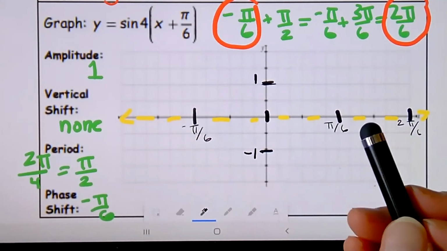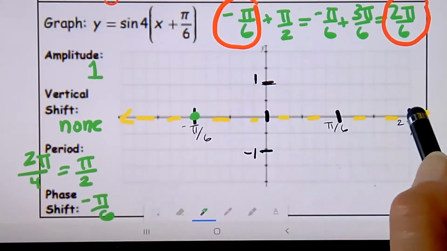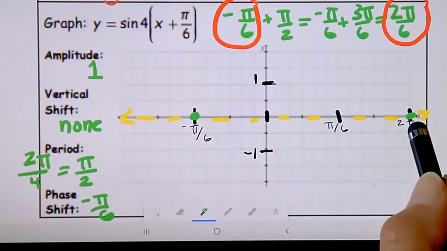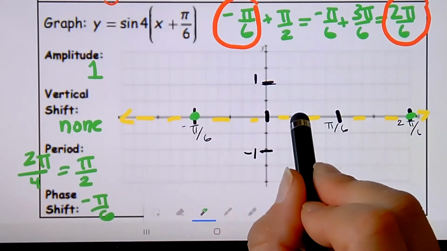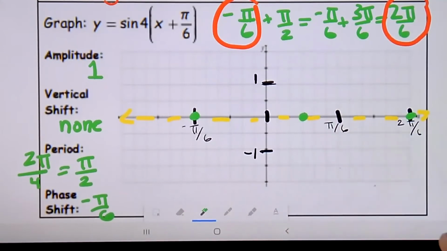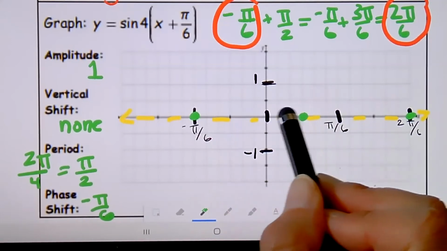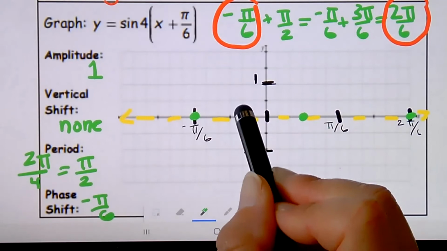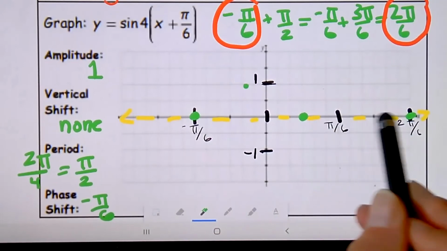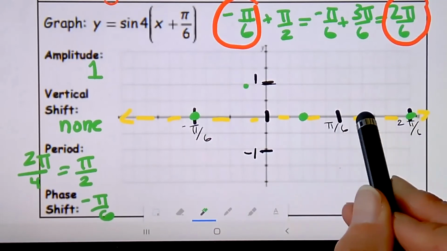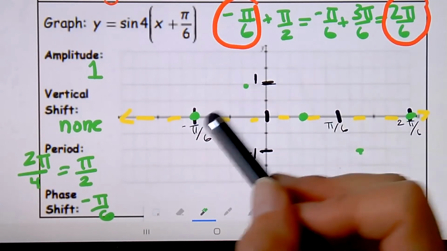Okay, so now I'm going to be starting at, this is my 0, this is my 0, my start and my end. Halfway in between here, I'm going to be right here at this, and then halfway between these, I'm going to be up at 1, so that would be around here. Again, just halfway, and then halfway between these, I'm going to be down here, and then I'm going to connect these.